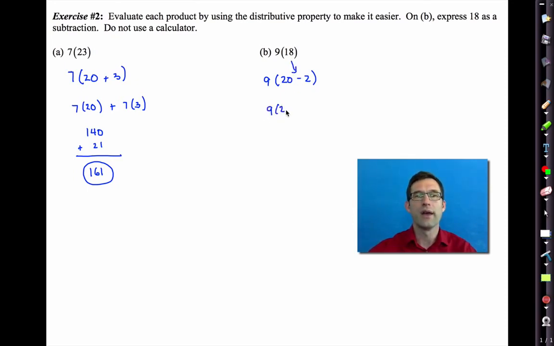So now I can do 9 times 20. And I can do 9 times 2. 9 times 20 is 180. 9 times 2 is 18. Subtract, and I'll get 162.